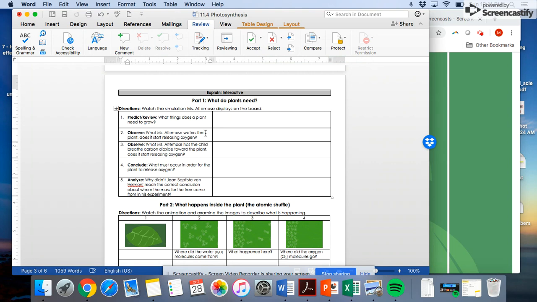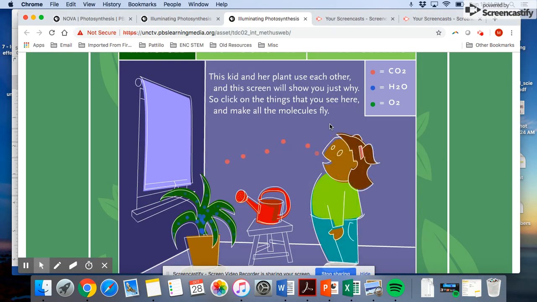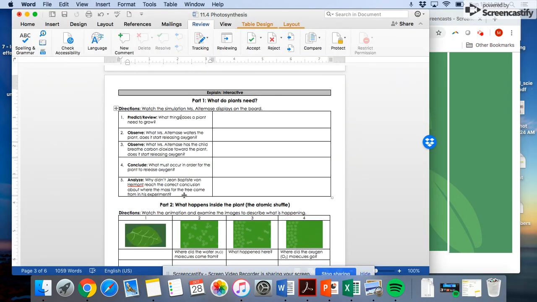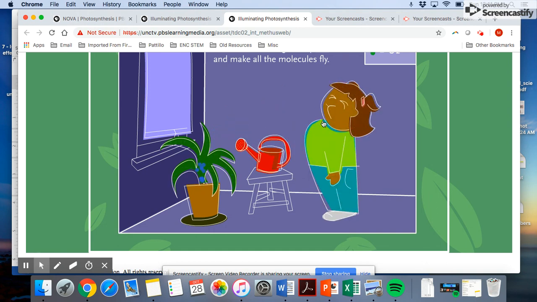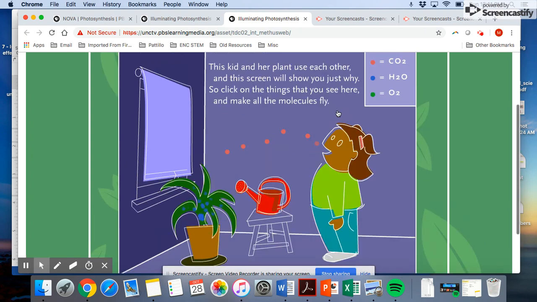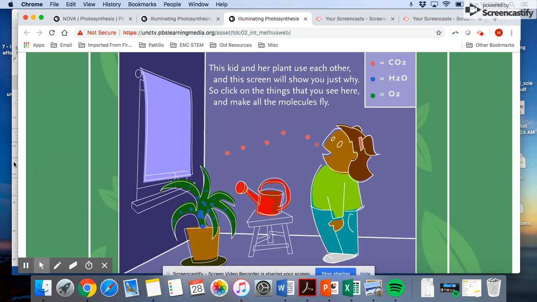Okay, so for part 2, I'm now going to have the child breathe carbon dioxide towards the plant. And then I want you to tell me, does the plant start releasing oxygen? So this girl, she's got some little red dots coming out. And so she is now going to be releasing carbon dioxide. Okay, and once both of these things happen, we'll see here, still nothing happens.